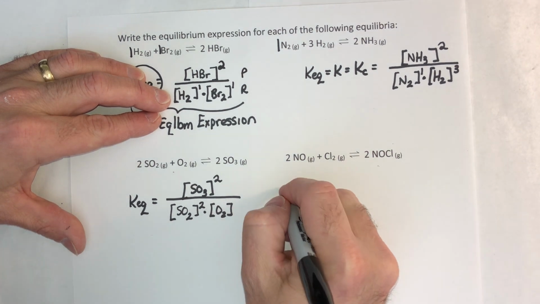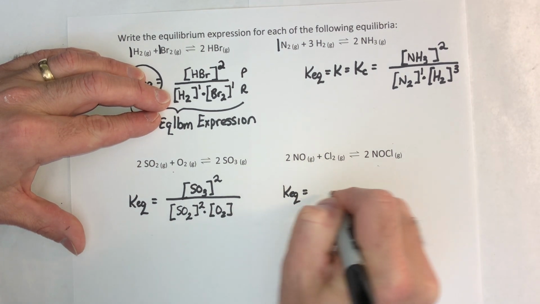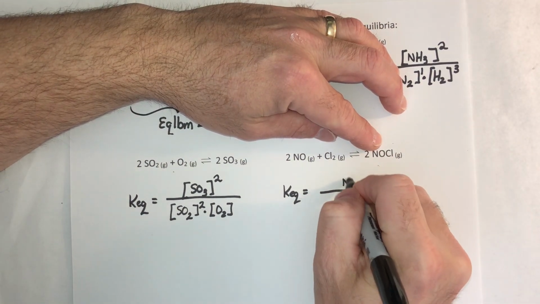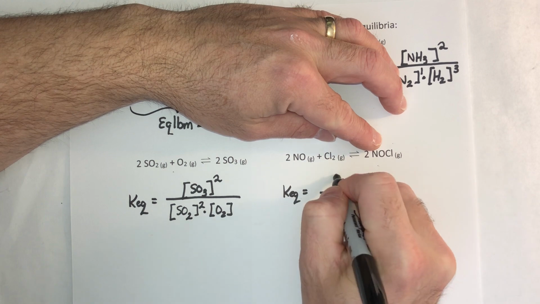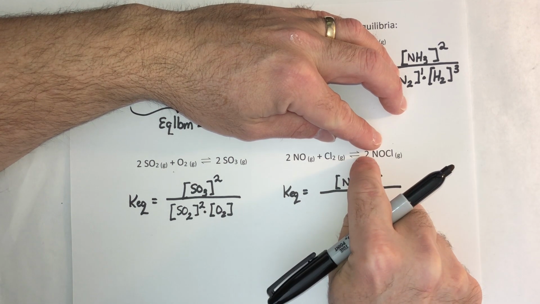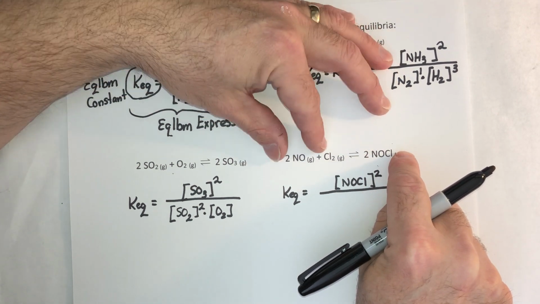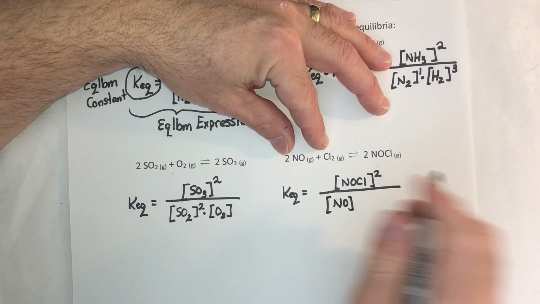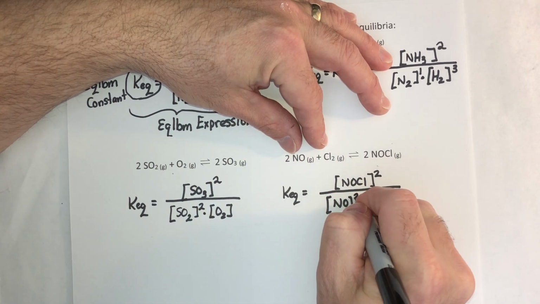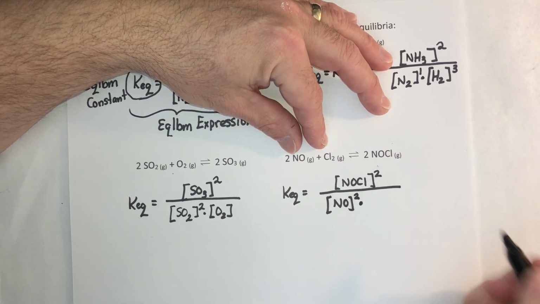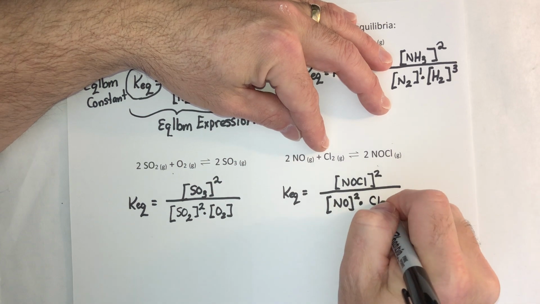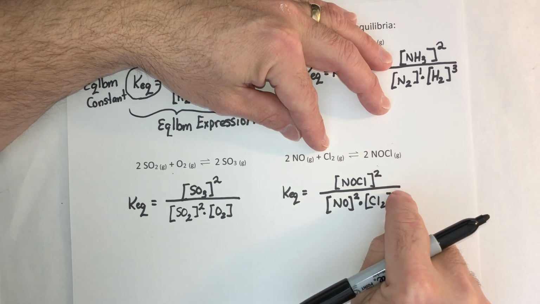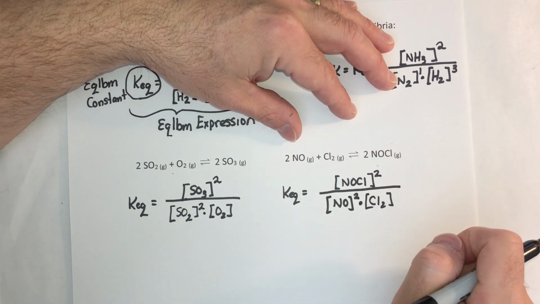And if we do the last one, KEQ is products over reactants. So again, I only have one product, NOCl, square brackets, square it because there was a 2 in front. The reactants go in the bottom, NO, square brackets to show concentration. There were 2 of them, so we'll square it, times the second reactant, which is a Cl2. Square brackets to show concentration. There's one of them, so it should be power of 1, but I'm going to leave them both out.